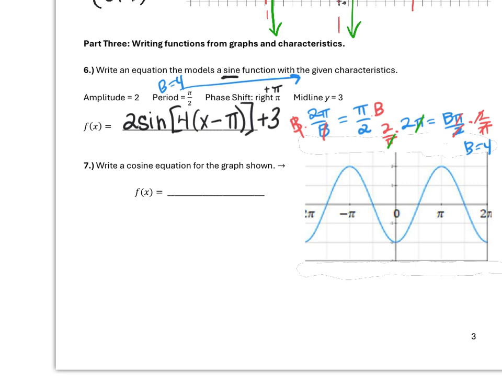If you want to, you can distribute this 4 in. You don't have to, but you just need to make sure that you identify it properly. If you do this, that is not right. So you have to make sure that if you're going to put it in that final form, you must distribute the 4. So I would accept that. I would also accept this, 2 sine 4x minus 4 pi plus 3 if you distribute it. So either of those are okay.